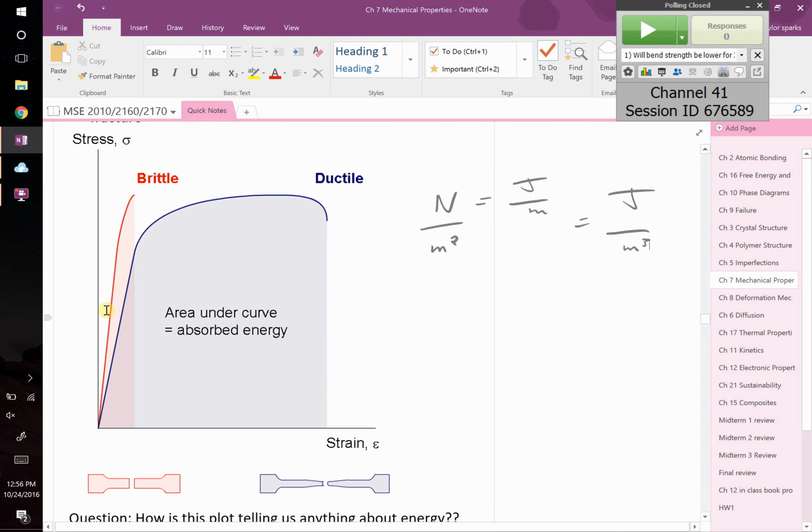Either you deform it elastically, and we call that this red area resilience, or you take the total area under even the plastic section, which would be the toughness, right? So resilience, I think the way to remember this is somebody who's resilient, like somebody who survives cancer, beats it, and they're right back, right? They're resilient.